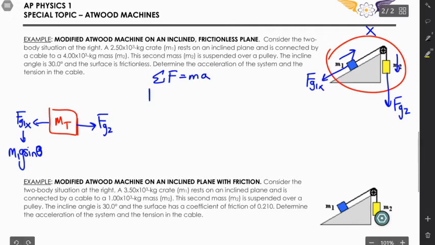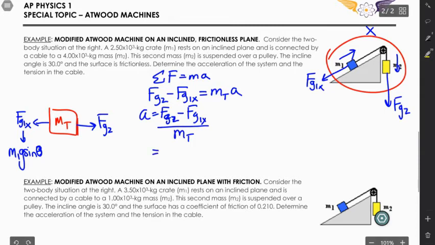What forces are acting? FG2 minus FG1X equals M total A. Now what's the acceleration? FG2 minus FG1X over M total. Well, FG2 is mg, so M2 g minus M1 g sine theta, over M1 plus M2.